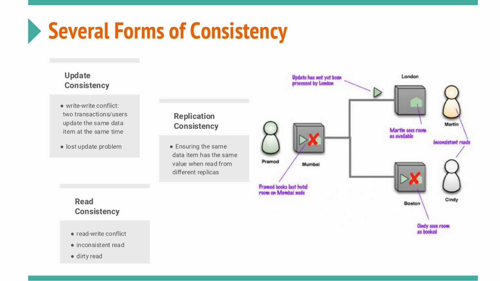Let's look at a practical example to understand why this can be tricky. Imagine a hotel booking system with its database distributed across servers in Mumbai, London, and Boston. On the screen, we see three people: Pramod, Martin, and Cindy. Here's the scenario. Pramod, who is connected to the Mumbai server, books the very last available hotel room. The Mumbai database is updated immediately.